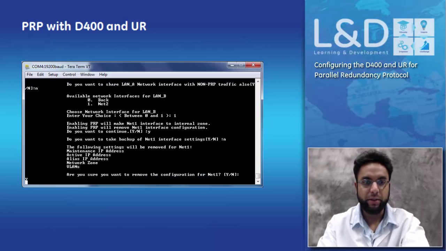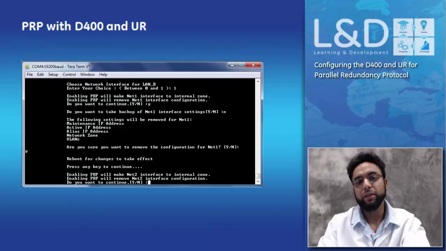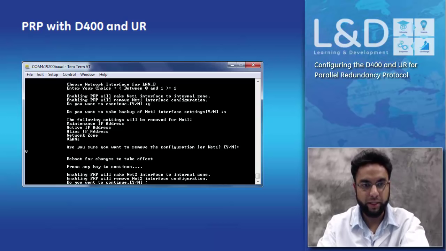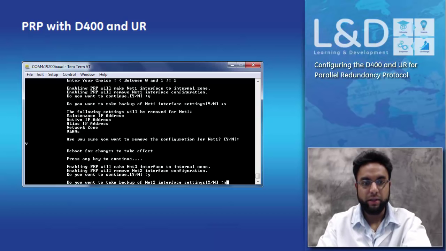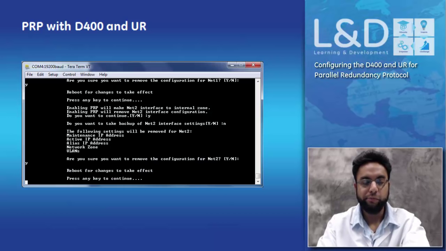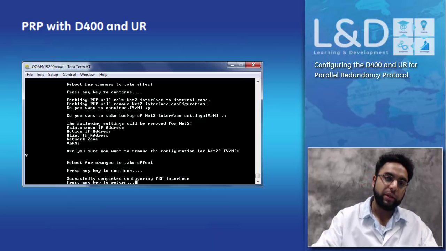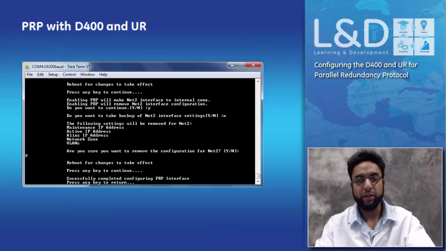Please press any key to continue. So now same thing for network 2. Since I don't have a configuration on network 2, there is no backup needed. I can safely remove it from my D400 in order to configure PRP. Yes. No backup needed. Yes. Net 1 and net 2 communications have been successfully removed. Now we can configure the PRP setup.